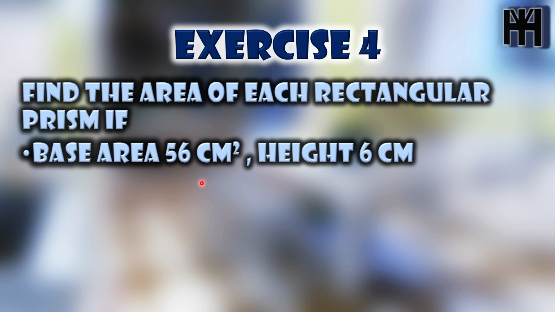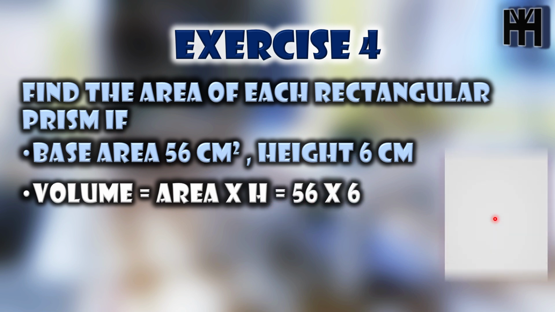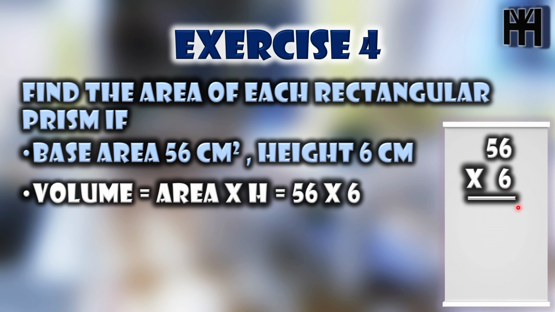So we don't have a length and the width. I told you there are two laws for the volume. One is area of the base times height and the other is length times width times height. Okay, so we only have the area, so it's 56 times 6. Let's multiply them. 56 multiply 6.